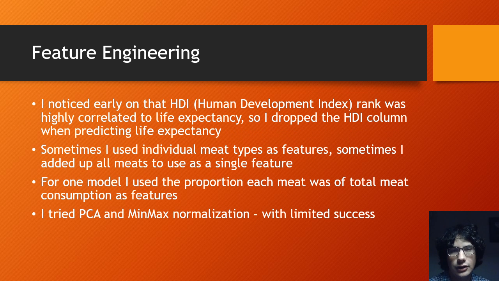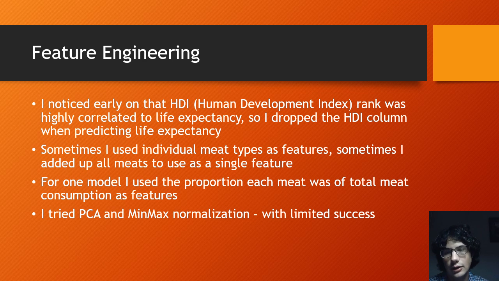Okay, feature engineering. I noticed early in my explorations that Human Development Index rank was highly correlated with life expectancy. So I had to drop that column when I was predicting life expectancy. Otherwise, it would be too simple to predict. Sometimes I use individual meat types. The meat types were pig, sheep, beef, poultry. Sometimes I add it up. I just use meat total as a feature.